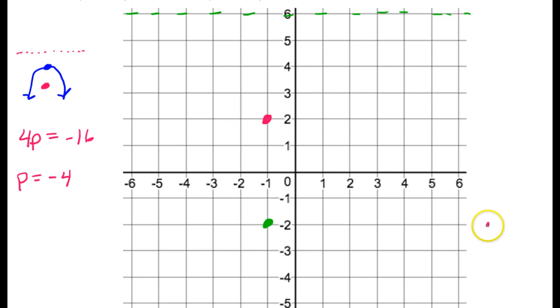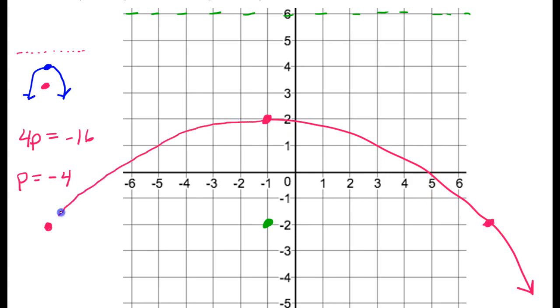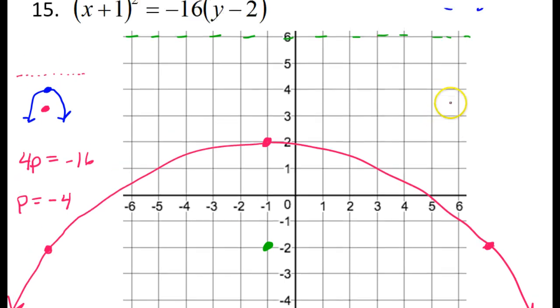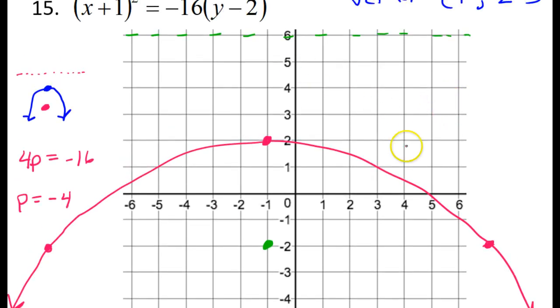I'm going to have to go a little bit off the graph. And 8 to the left, 1, 2, 3, 4, 5, 6, 7, 8. Okay, sometimes you have to go off the grid. So we can use that information to go ahead and draw a nice parabola. Okay, that's it. We've drawn it.